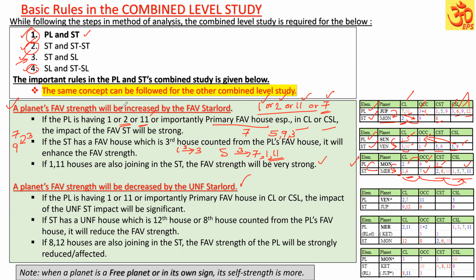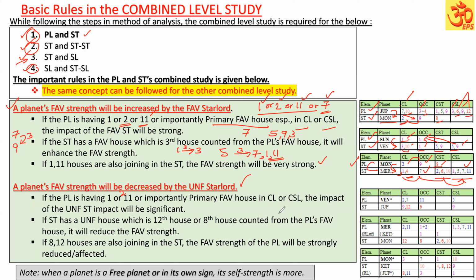Previously, I was telling favorable strength will be increased by the favorable star lord. Here, favorable strength will be decreased by the unfavorable star lord. First one, if the planet is having 1 or 2 or, importantly, a primary favorable house in CL or CSL. Of course, you can also take 2 also as we took for this. Same point: if the planet is having 1 or 2 or 11 or, importantly, a primary favorable house in CL or CSL, the impact of the unfavorable star lord will be significant.